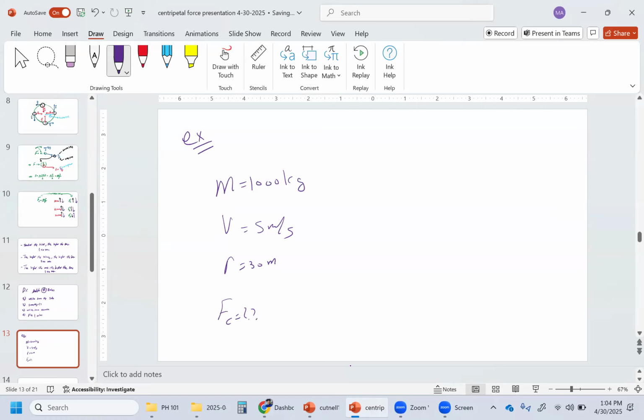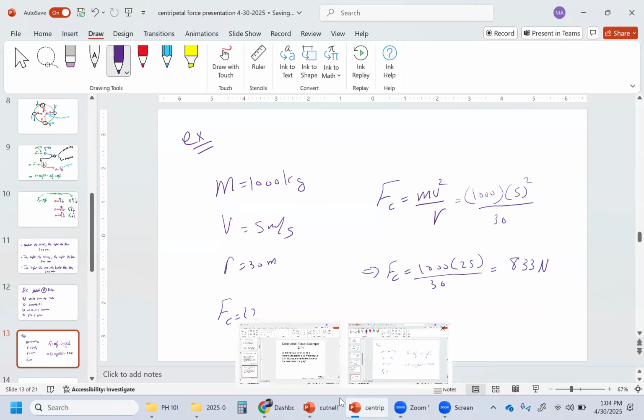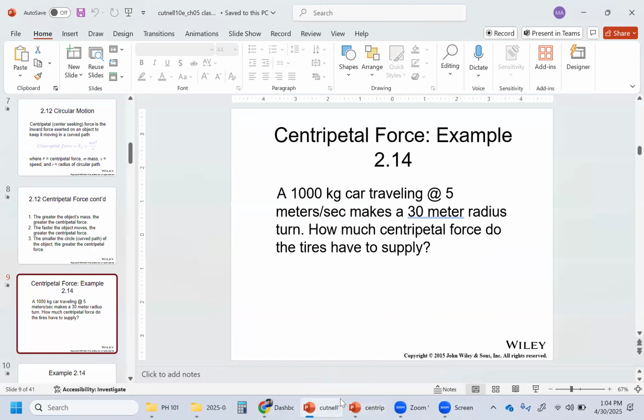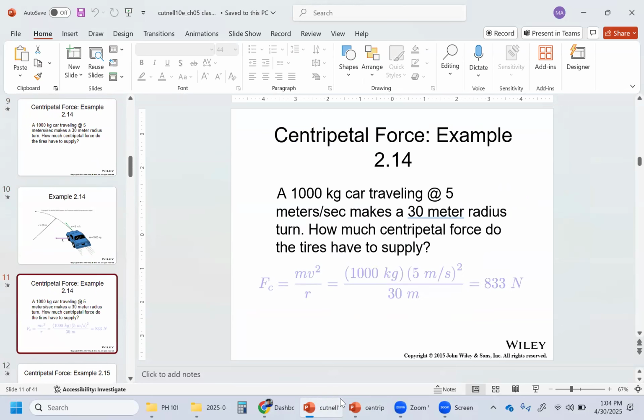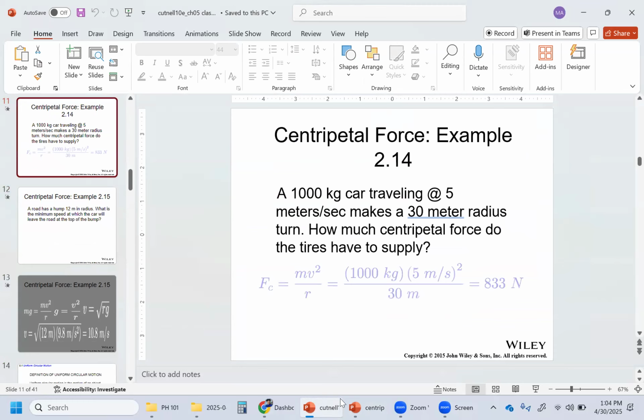Now, use rule number 1, rule number 2, rule number 3. FC equals, write down the equation. FC equals mv squared over R, which is going to equal 1,000 kilograms times your 5 meters per second squared divided by 30. So your FC is going to equal 1,000 times 25 divided by 30. And if you plug it in, we should get 833 newtons. Yep, 833 newtons. Let's do one more example, shall we?